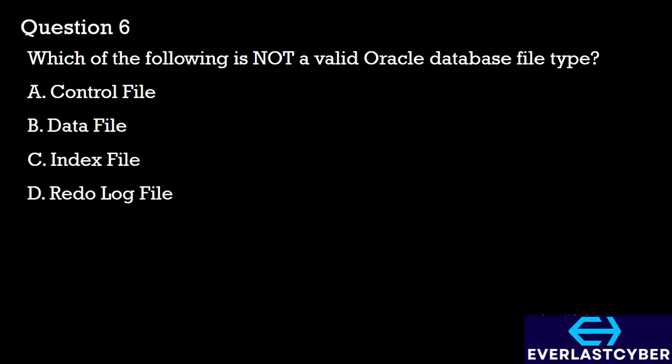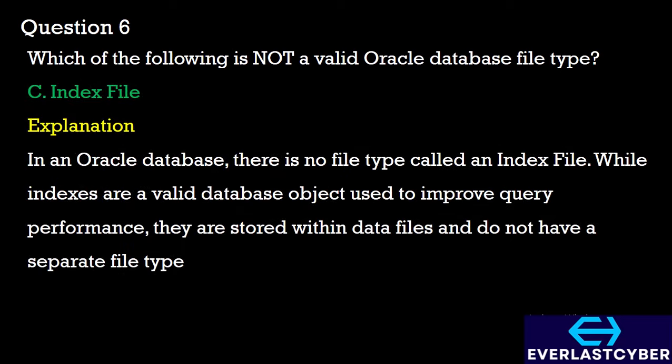So looking at these options we have, some valid Oracle database file types are the control file, the data file, and the redo log file. Out of these options, option C, the index file, is not a valid Oracle database file type.